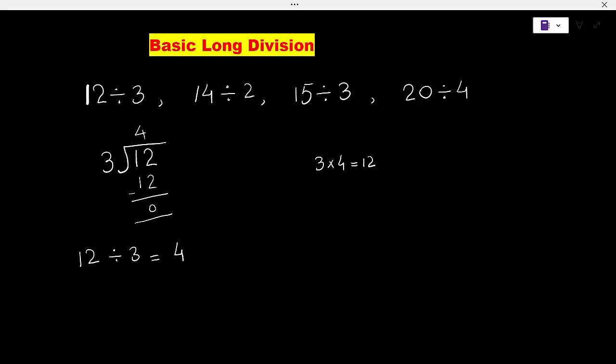And then we have 14 divided by 2. Similarly, you can divide 14 by 2. So you know that 2 times 7 is 14. So 2 times 7 will be 14. So our answer will be 7.